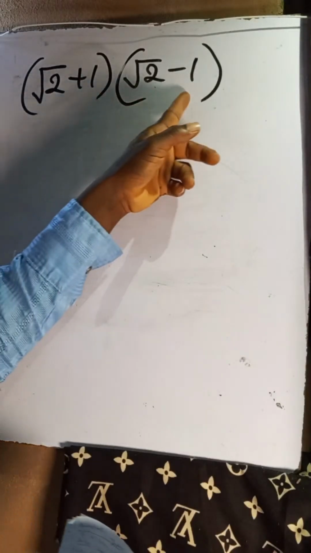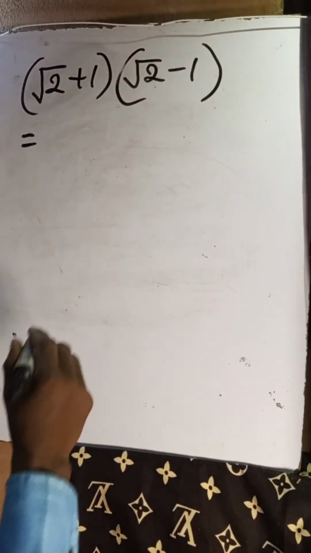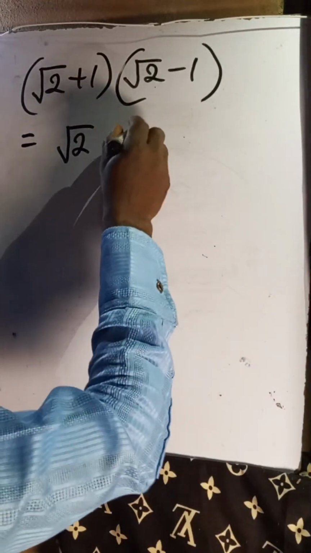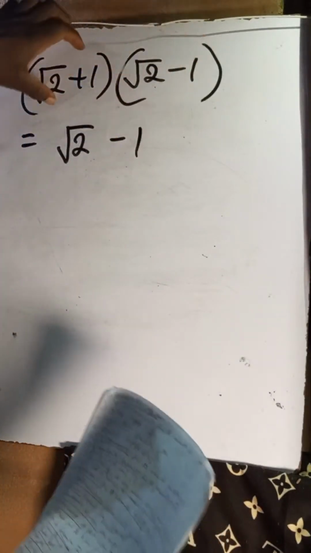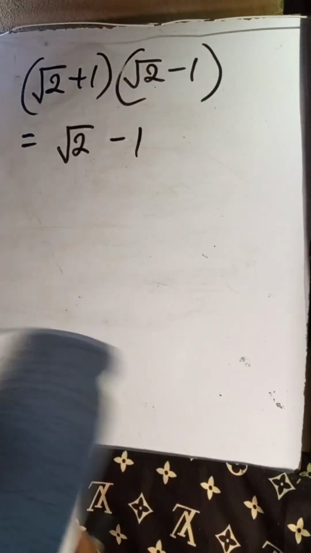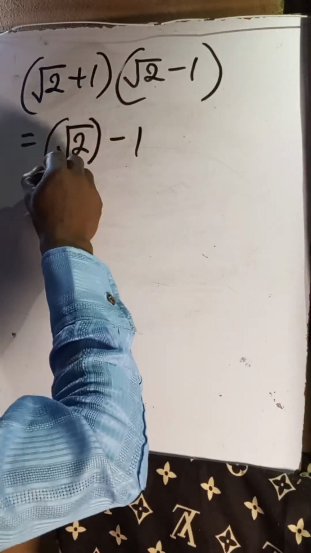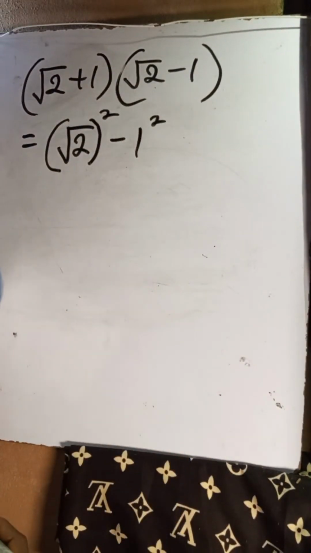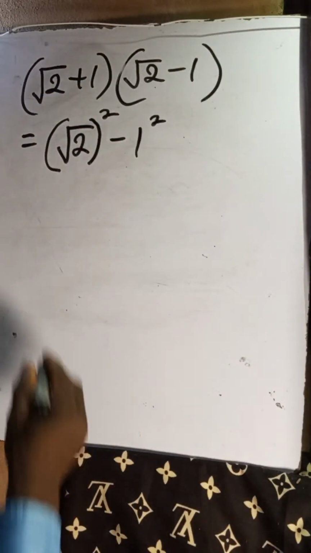When we have difference of 2 squares like this, the simplest thing to do is to take the one with the minus sign. That's root 2 minus 1. Now, when you take the one with the minus sign, leave this one, then square both components. Square this one, it becomes a square like this. Then square 1. Don't square the minus, please. Leave the minus because it's difference of 2 squares.